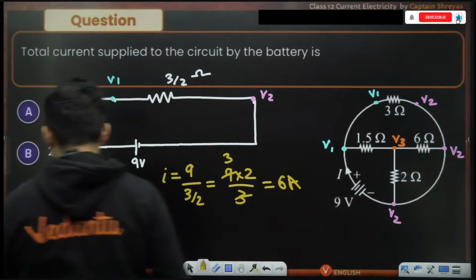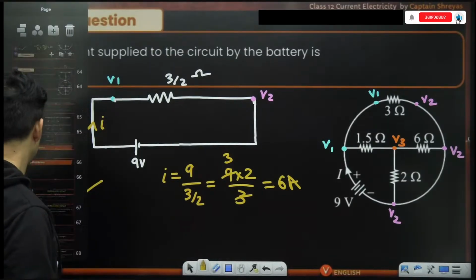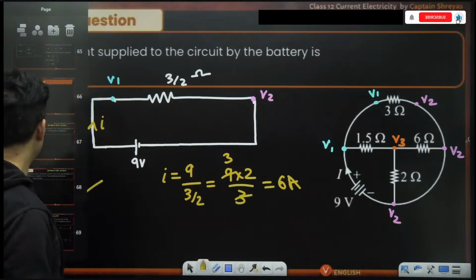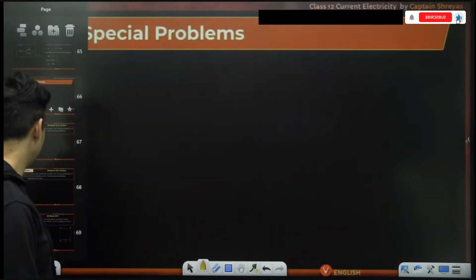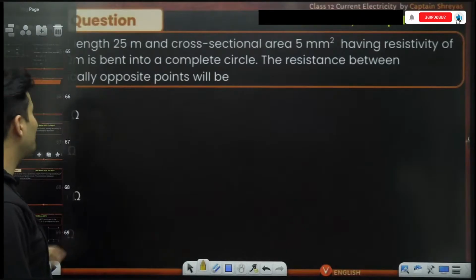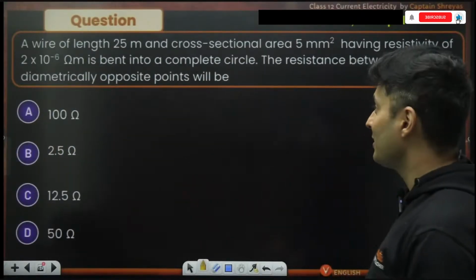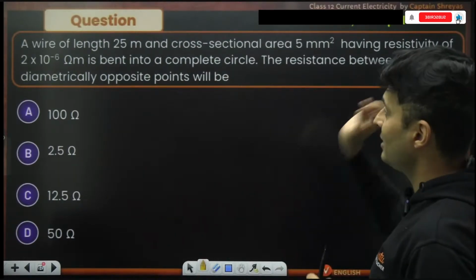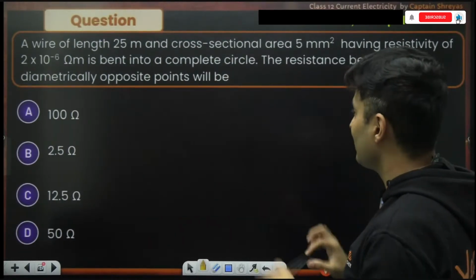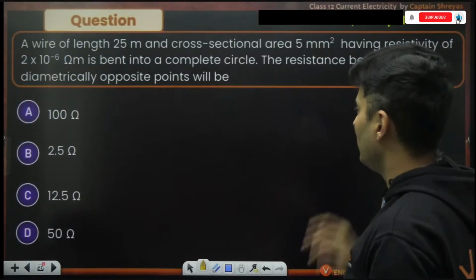Perfect. So these are some amazing questions which we have been solving on current distribution. Let's do some more special questions on equivalent resistance. Like for example, this one. This is a wire. There is a wire of length 25 meters and cross section 5, resistivity 2 into 10 to the power negative 6, is bent into a circle. The resistance between the diametrically opposite points is.